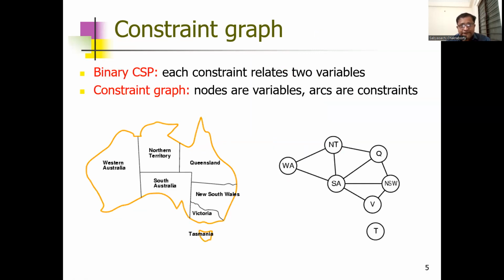Constraint graph. First of all, we'll represent this particular map with a graph. That is called a constraint graph. The arcs are the constraints. Constraint means the restriction, or we can say the dependence. Each constraint relates two variables. Each constraint here actually stands for adjacency, or we can say dependence.